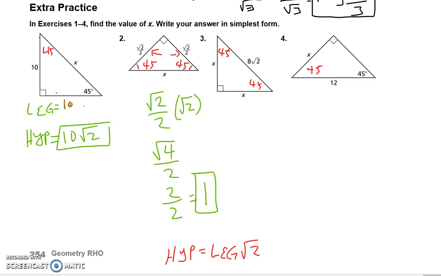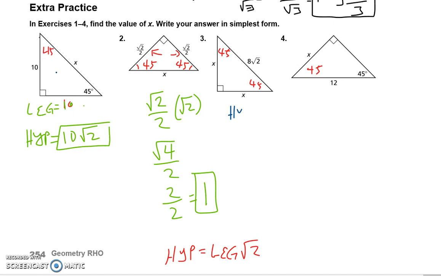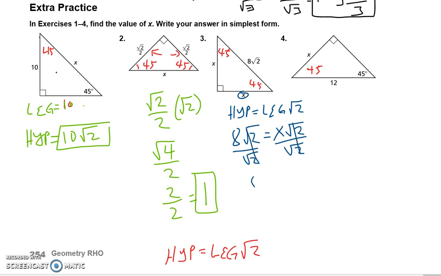These other two, now you have, let's use this formula. So I'm going to write this one out. Height equals leg square root of 2. So here you have the hypotenuse. 8 square root of 2 equals, the leg is x square root of 2. So to get x by itself, you divide by square root of 2. These reduce, you get 8 equals x for this one.